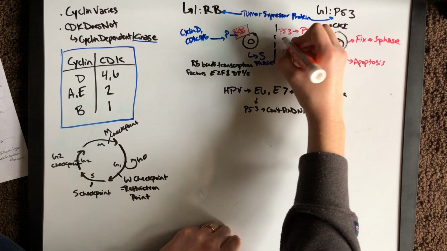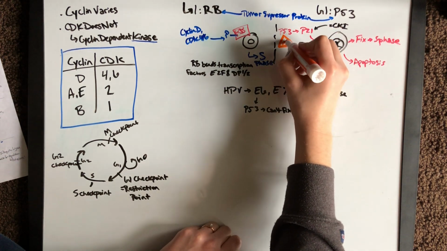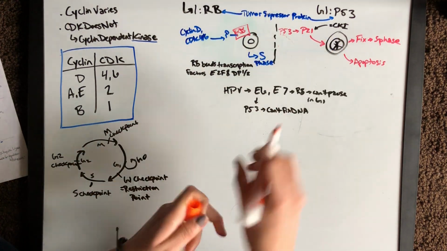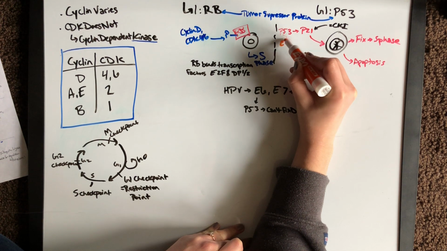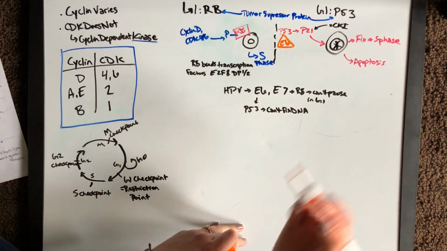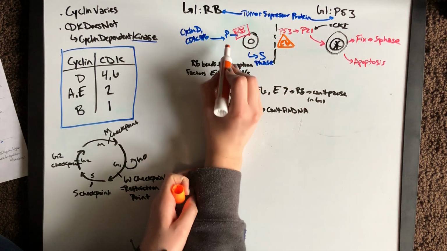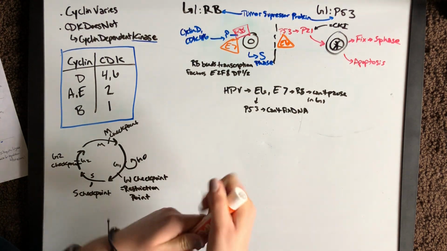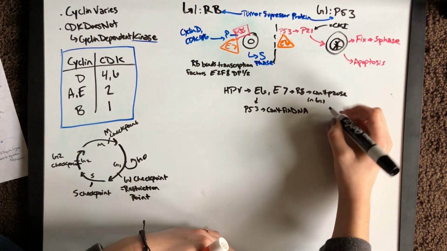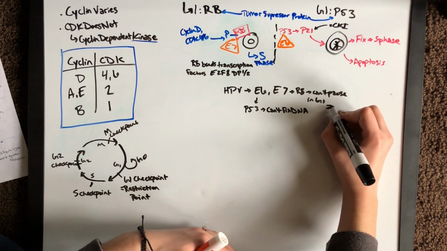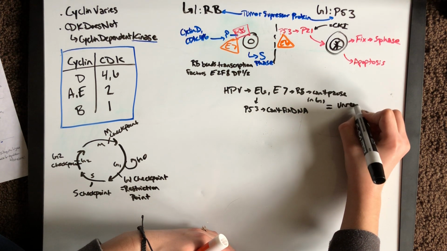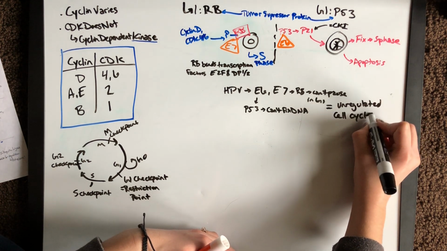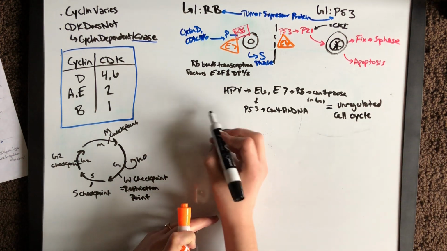So our E6 would come affect, I should have drawn E6 first, sorry. E6 is going to come affect P53, and then E7 affects RB, and both of these will lead to unregulated cell cycle progression and probably cancer. Or something not good. Okay, so that's our G1.